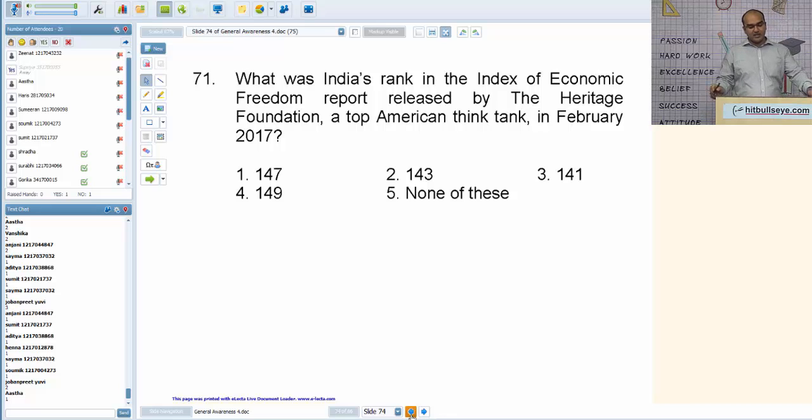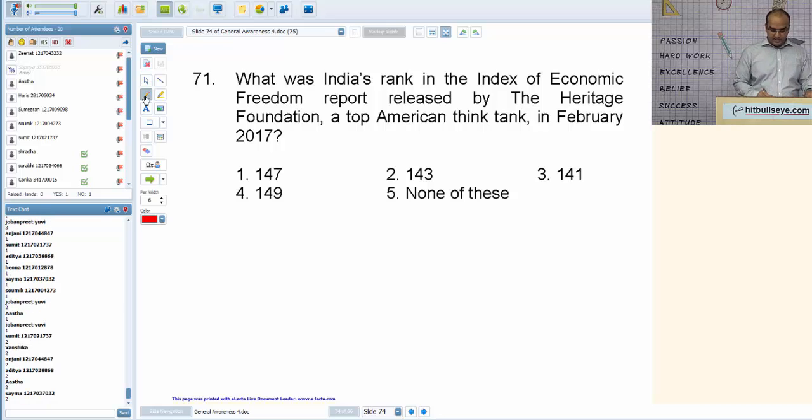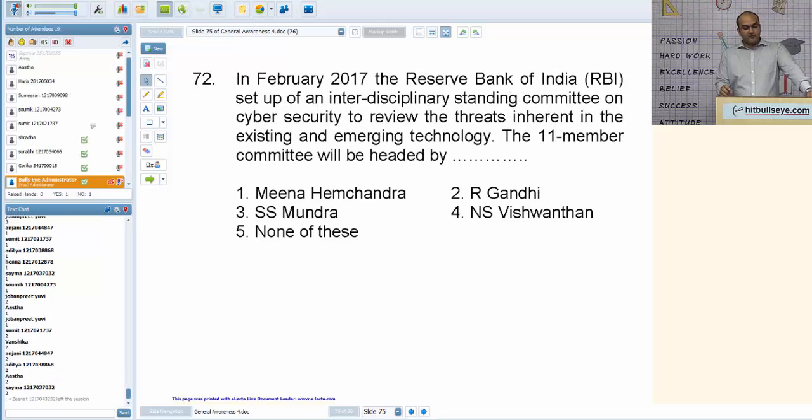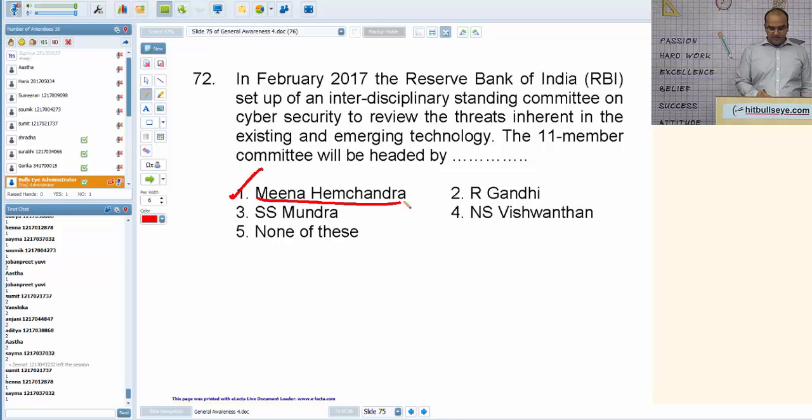Next, what was India's rank in the Index of Economic Freedom report released by the Heritage Foundation, a top American think tank, in Feb 2017? India ranked pretty poorly, right, and was placed at the 143rd position. In February 2017, the RBI set up an interdisciplinary standing committee on cyber security to review the threats inherent in the existing and emerging technologies. The 11-member committee will be headed by Meena Hemachandra. She is one of the executive directors of the RBI.